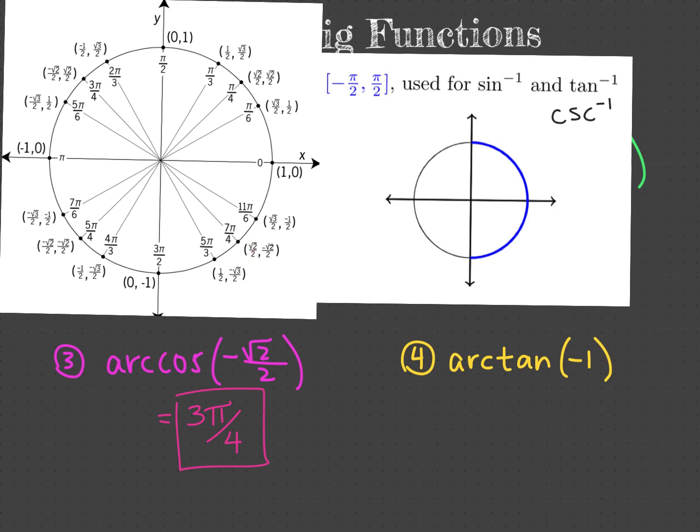X is root 2 over 2, and y is negative root 2 over 2. If we divide those by each other, we will get -1. Now, I cannot write that the answer here is 7 pi over 4, and here's why.